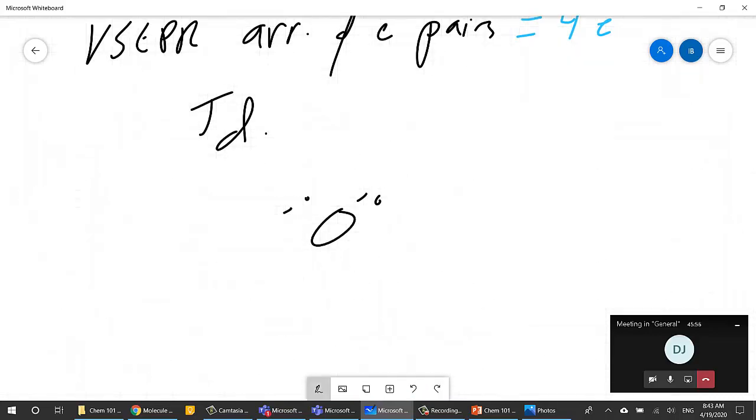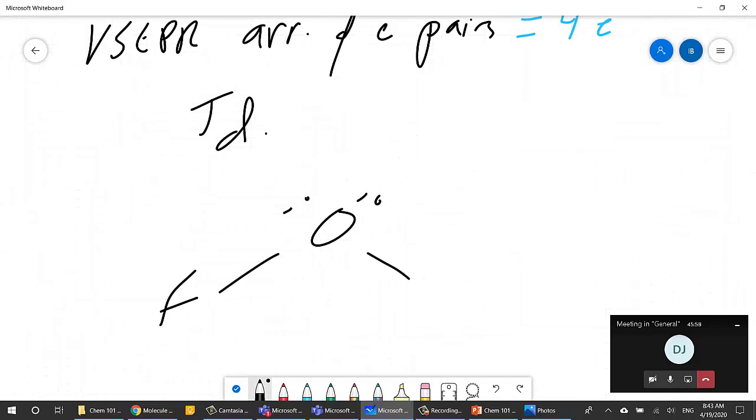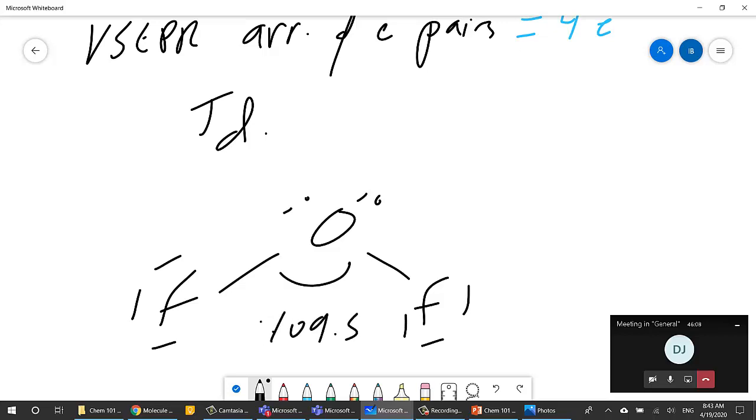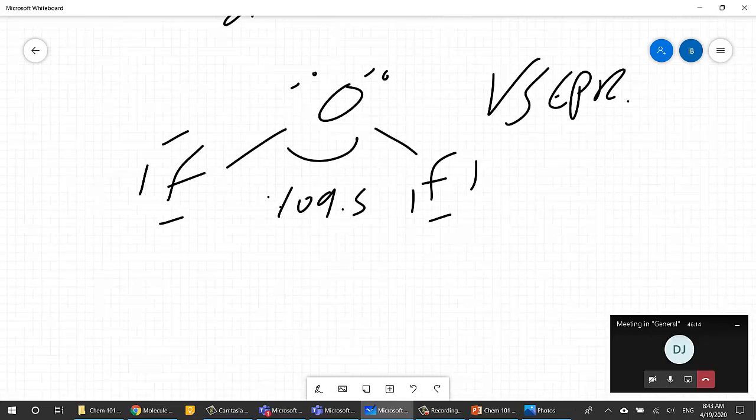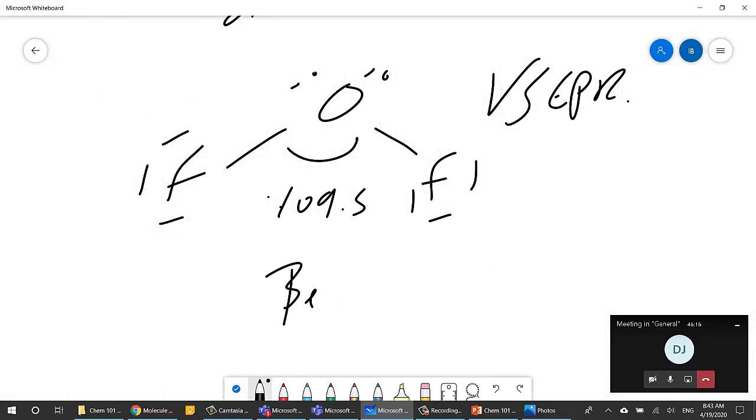This is OF2 molecule, okay, and the angle is around 109.5 degrees, and this is called the VSEPR structure, and it has bent shape, bent. Although it belongs to the tetrahedral, the shape or the molecular geometry is called bent.